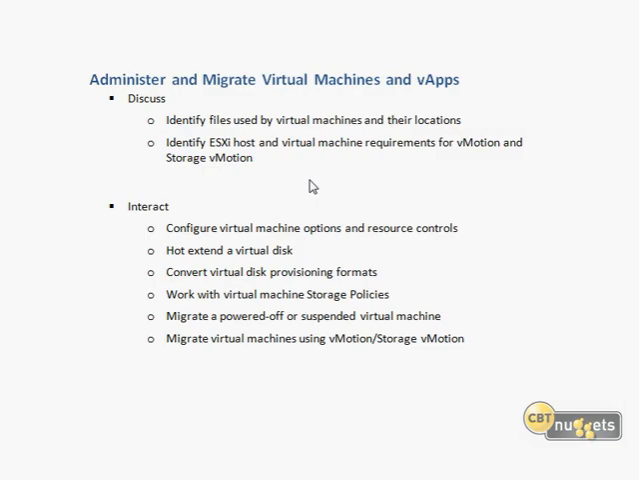When we get into the interactive portion, what I want to do is spend some time talking about those virtual machine options that we sort of glossed over in that last nugget, and then also the resource controls that I told you I was punting on until this nugget. We're going to talk a little bit about virtual disks, how you can hot extend one, how you can convert its provisioning format, how you can work with storage policies just a little bit more. I know we've touched on storage policies already just a bit. And then we're going to work in those two topics associated with migrations, and specifically the vMotion and storage vMotion activities.